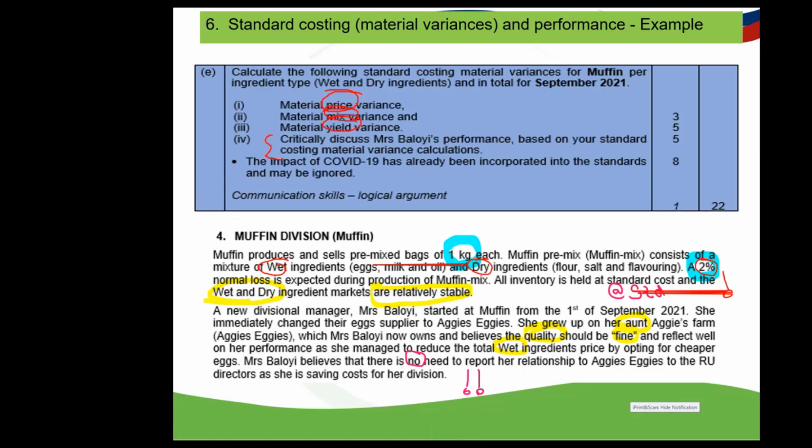We've got a new divisional manager from the 1st of September. And she decided to change ex-suppliers to her aunt, who she grew up with. She said that she believes the quality is going to be fine and that she doesn't have to report it because she believes that the price is going to be better and the quality is going to be fine. But from an ethical point of view, when you read someone not reporting something like a relationship to a supplier, you need to see some red flags raised there for you.